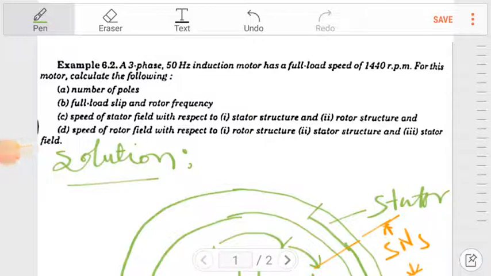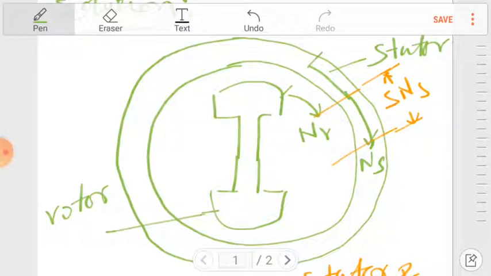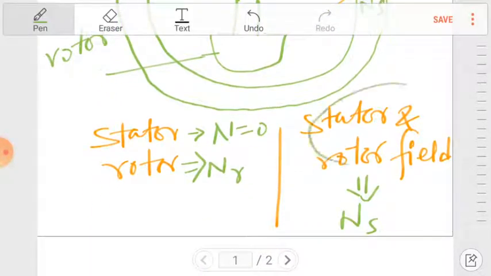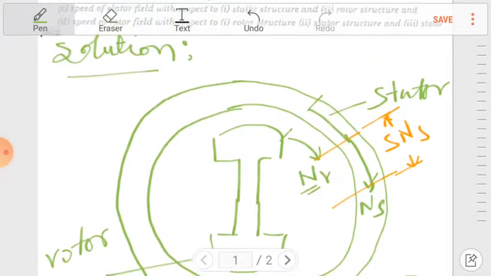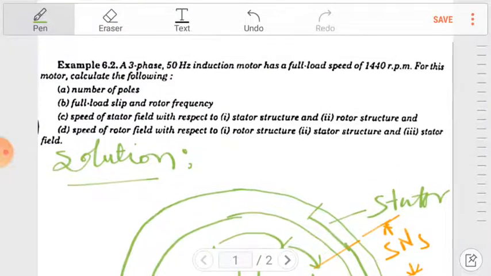The data for this question we have to understand is this is the induction motor. In this, the stator is stationary and the rotor is rotating with the speed nr, and the stator and rotor fields both are rotating with the speed ns. So rotor speed is nr and stator speed is 0. This information will be helpful for us for finding options C and D.